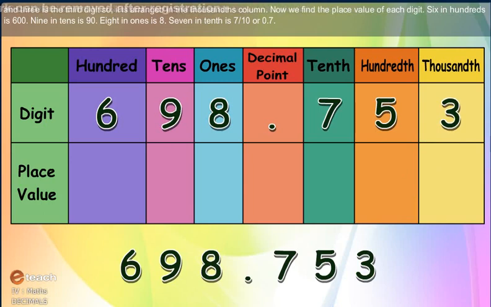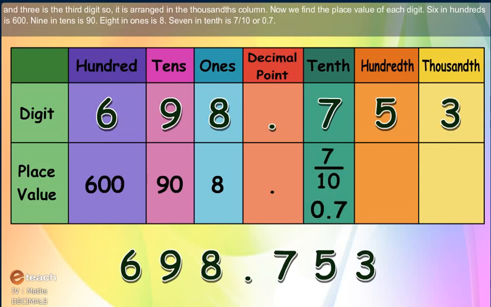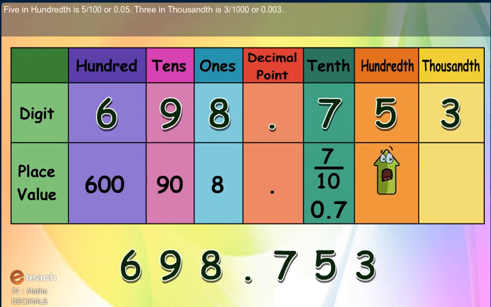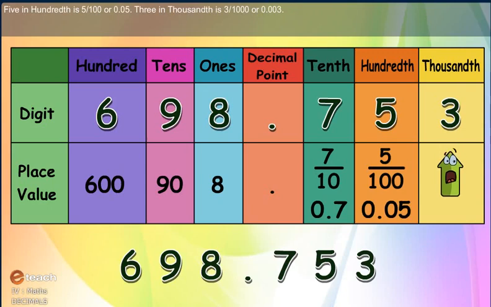Now we find the place value of each digit. 6 in hundreds is 600. 9 in tens is 90. 8 in ones is 8. 7 in tenths is 7/10 or 0.7. 5 in hundredths is 5/100 or 0.05. 3 in thousandths is 3/1000 or 0.003.